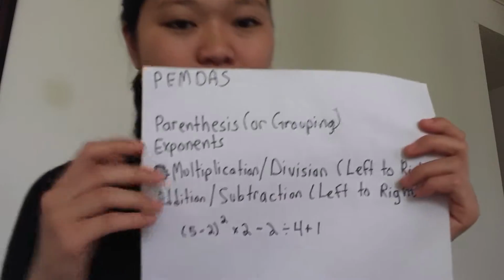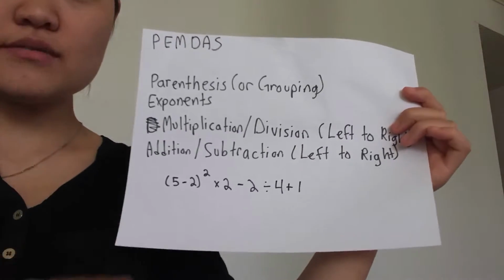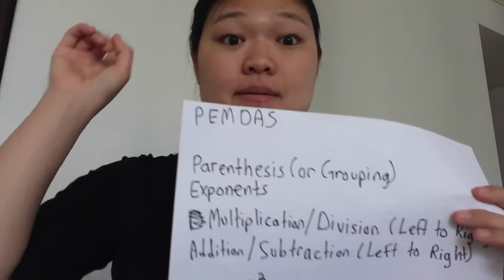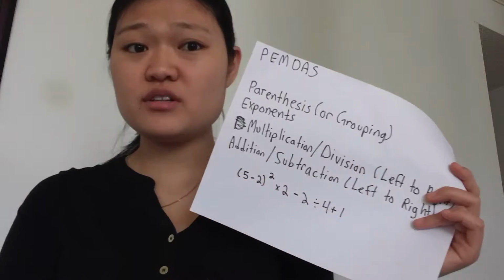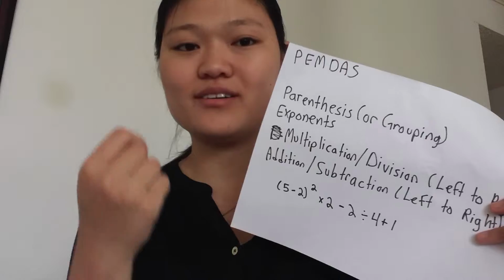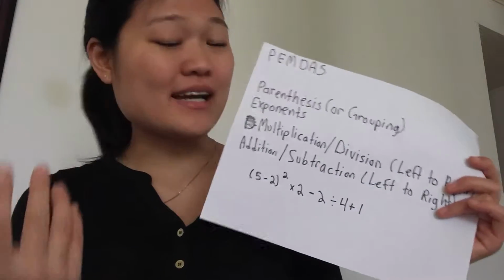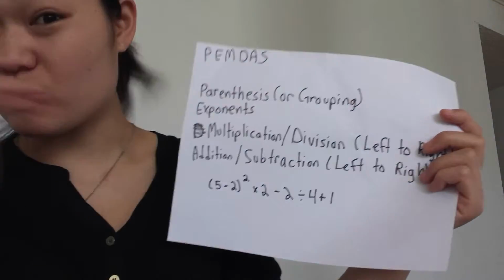in PEMDAS. PEMDAS, as you might know, stands for parentheses, exponents, multiplication and division, and addition and subtraction. And so you have to do step 1, parentheses, step 2, exponents. Those 2 are a given. You have to do those 2 first. But if we look at multiplication and division, you don't always have to do multiplication third and division fourth. Because actually, it doesn't work like that. Instead, you have to look left to right, kind of like reading a book.